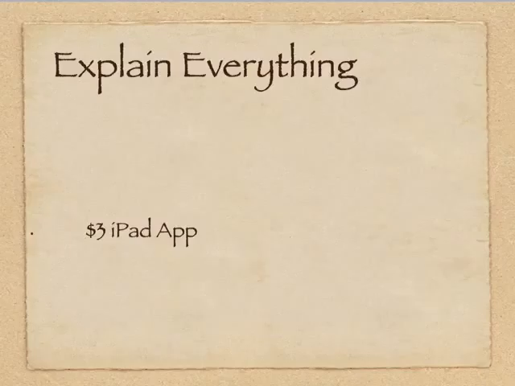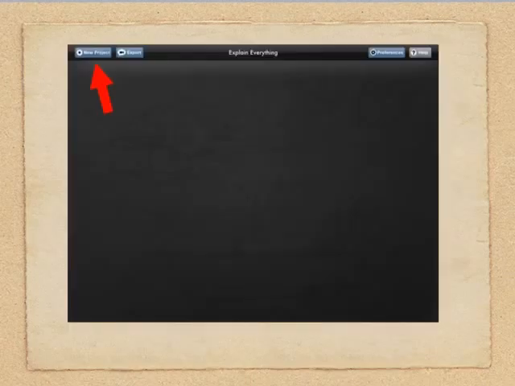Perhaps the best thing, Explain Everything is a $3 iPad app. You can get all of this power for $3. I'll take you quickly through the process of creating a project. You begin here at the home by selecting New Project in the upper left-hand corner.